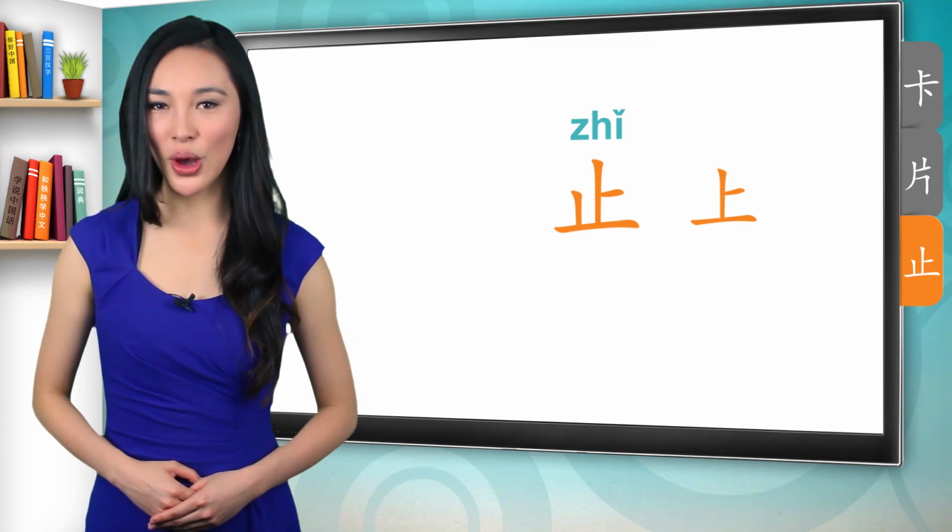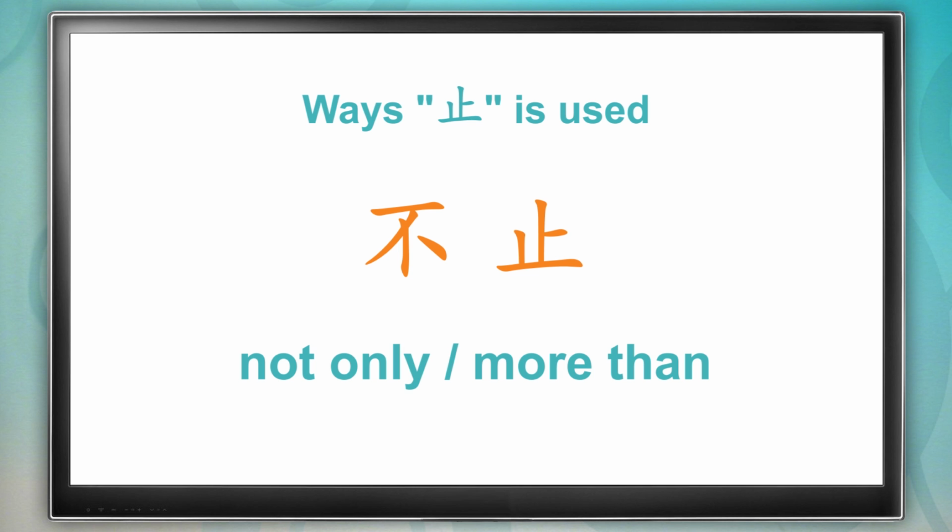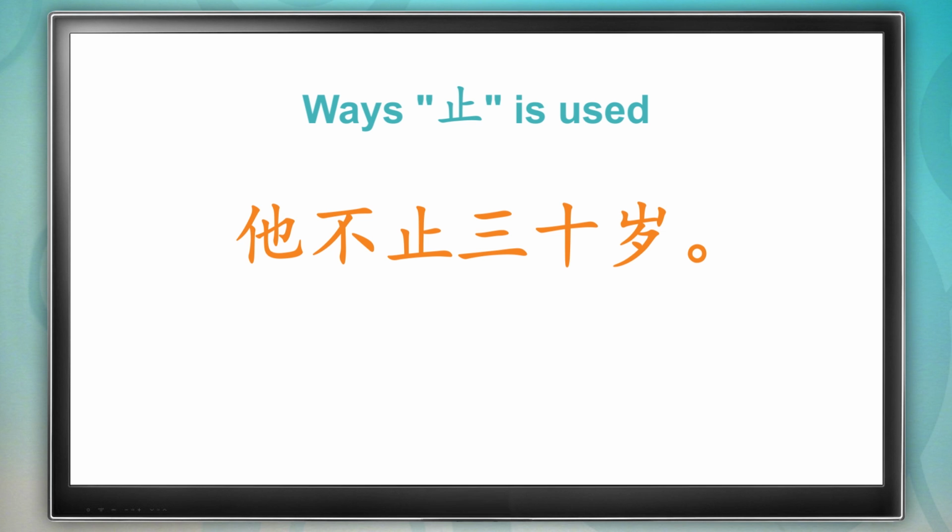Alright, let's keep going. 止 is usually combined with 不 to make the word 不止. It means not only or more than. Read it with me. 他不止30岁. Good. 不止30岁 means not only 30 years old, or in other words, more than 30 years old.